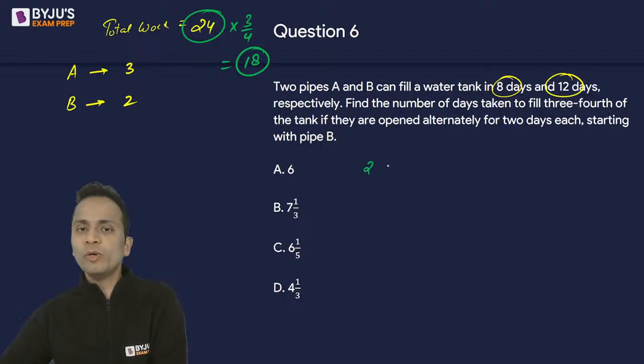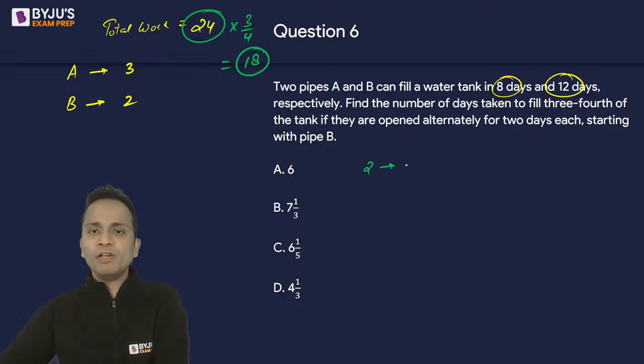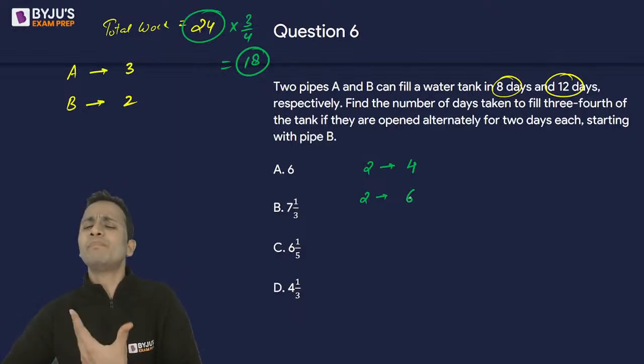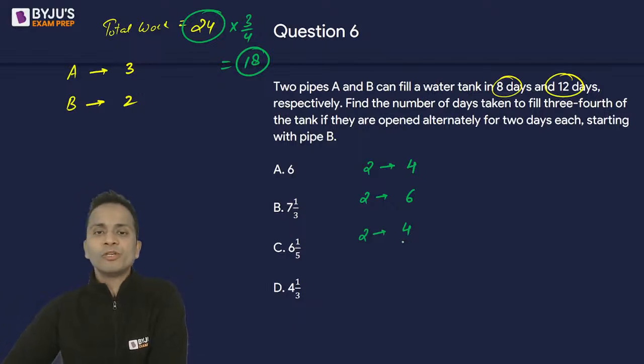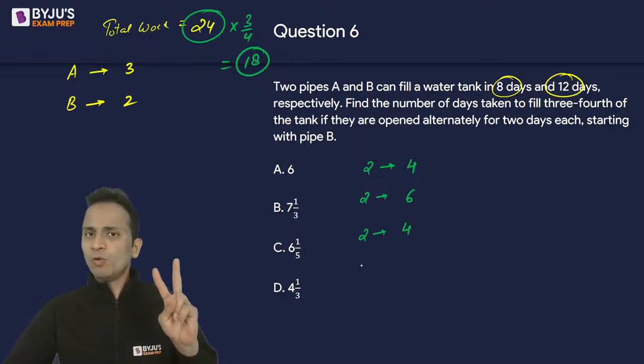So in the first 2 days, pipe B will finish 2 into 2, that is 4 units of work. In the next 2 days, pipe A will finish 3 into 2, that is 6 units of work. Then in the next 2 days, again B will work and will finish 4 units of work. 6 and 4, 10, and 4, 14. 14 units of work is done. Now it's the turn of A. A will work for 2 days.